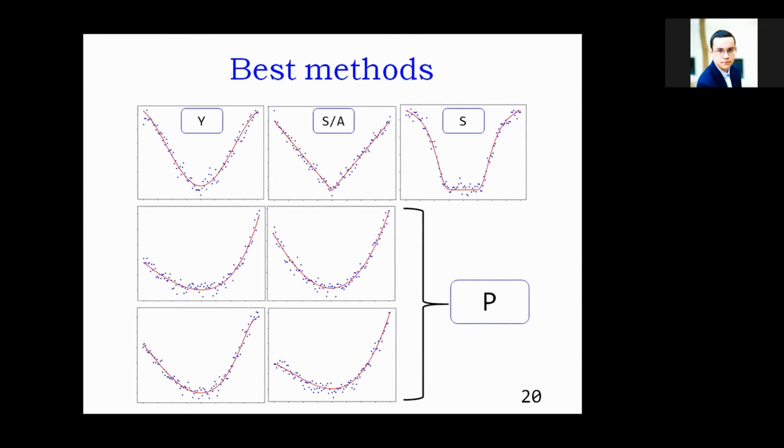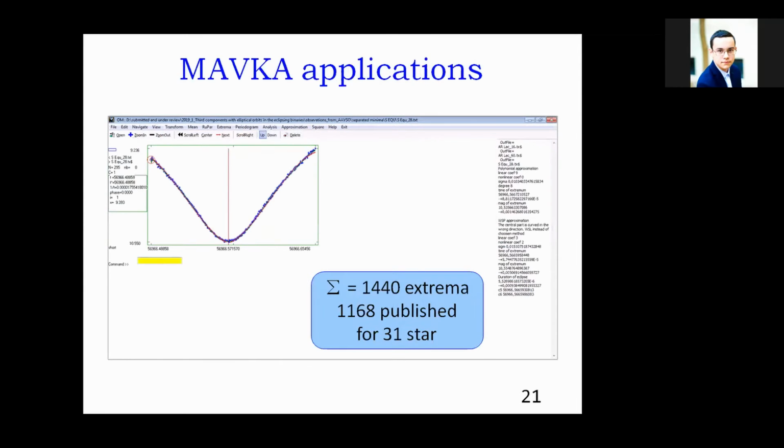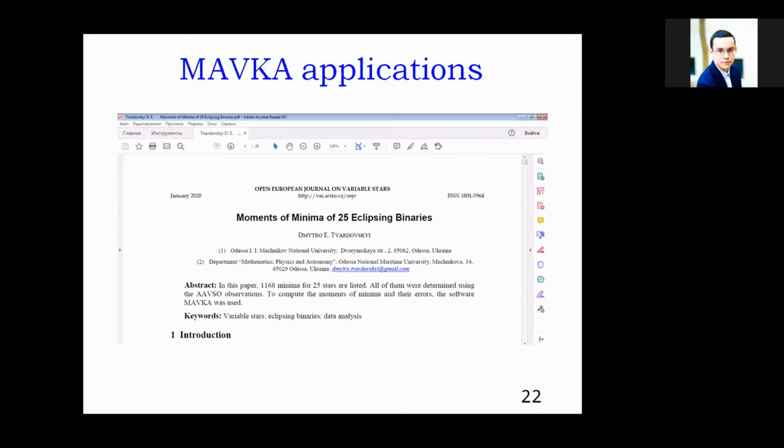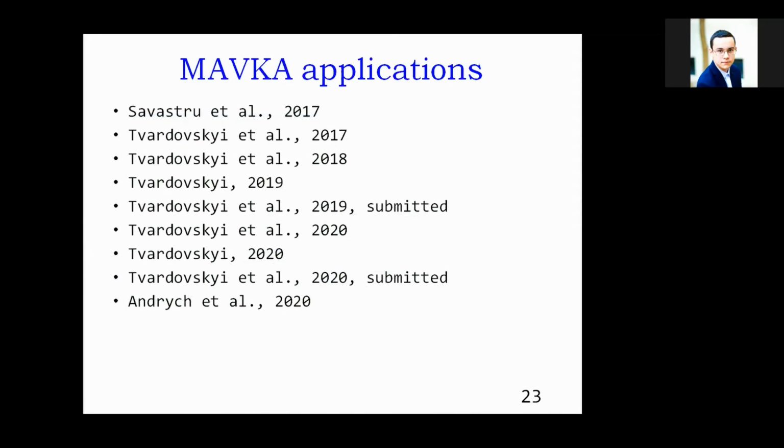So for asymmetric extrema, the best method is polynomial. For symmetric, either symmetric polynomial, parabolic spline, or asymptotic parabola. In total, we computed over 1,000 extrema. 1,168 of them were already published in February of this year for 31 stars. These are the published results. And there is a list of articles where software MAVKA was applied.